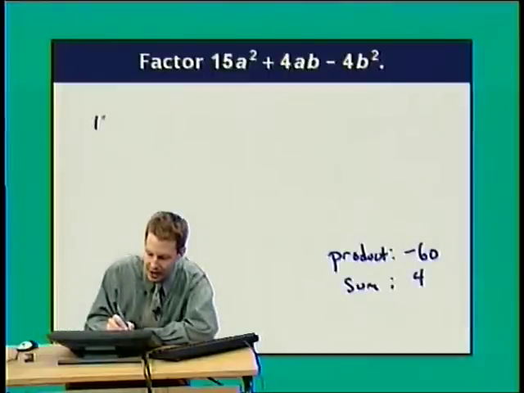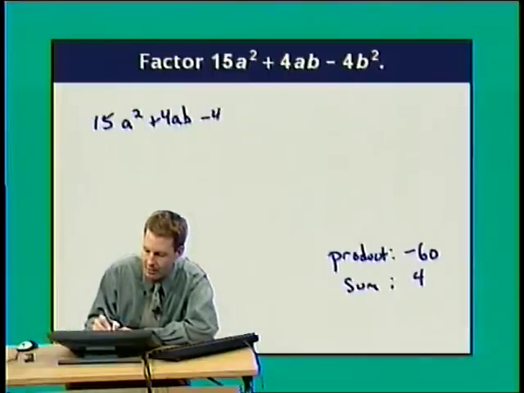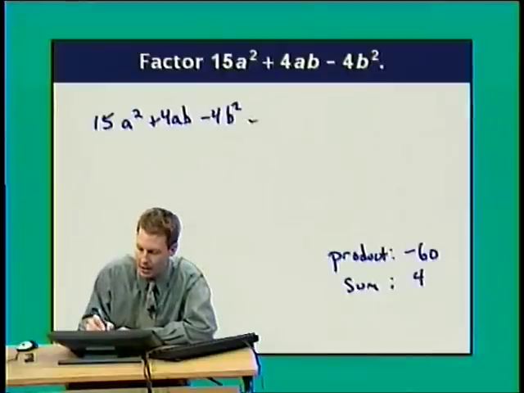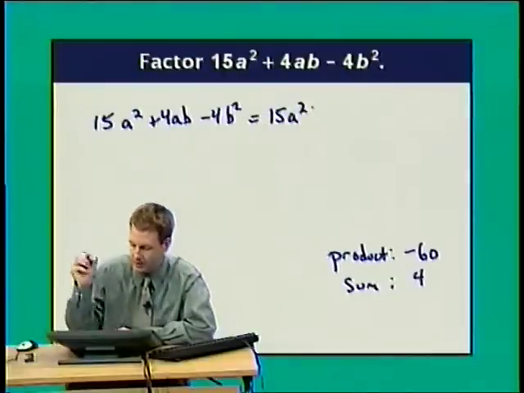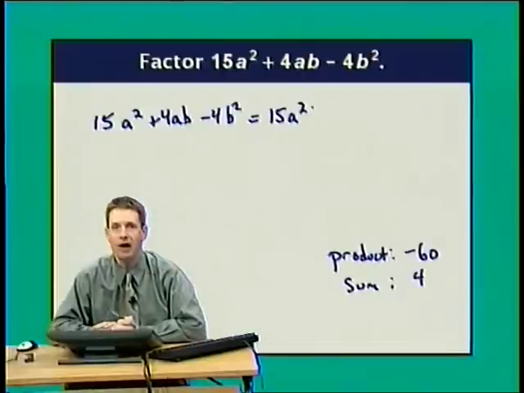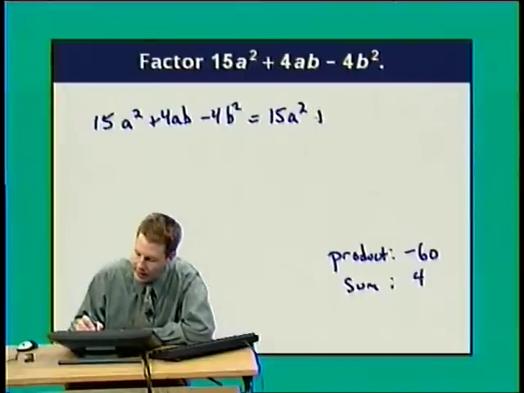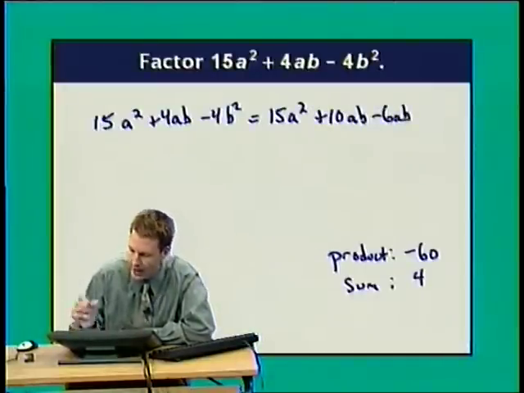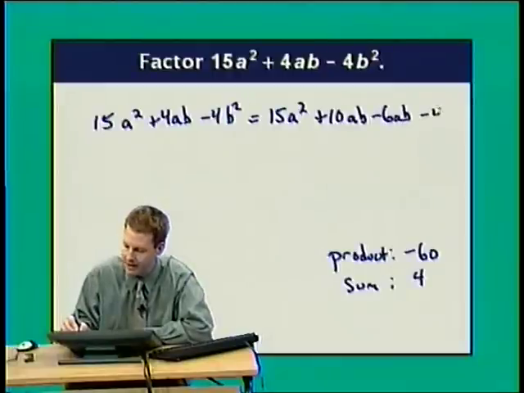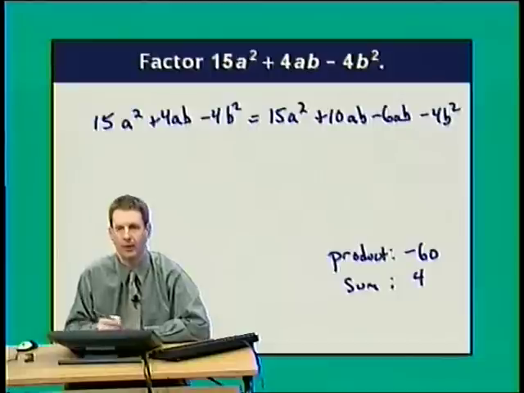I'm going to take my 15a squared plus 4ab minus 4b squared, and I'm going to rewrite that middle term as the sum of 10ab and negative 6ab. I can write those two terms in any order. I think I'll go ahead and use the order that I just expressed. And then I also have my minus 4b squared term.